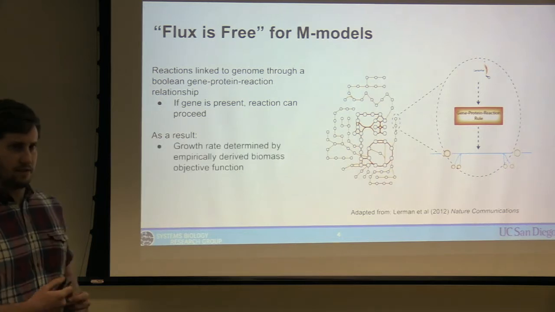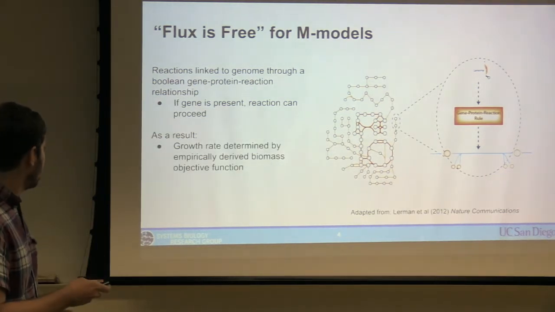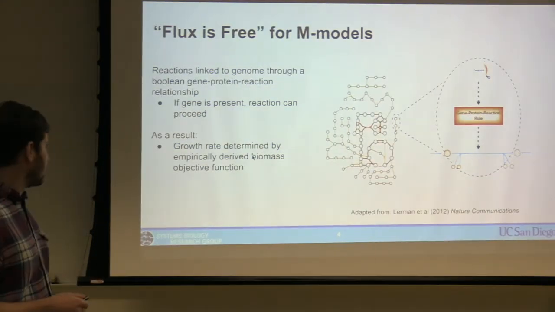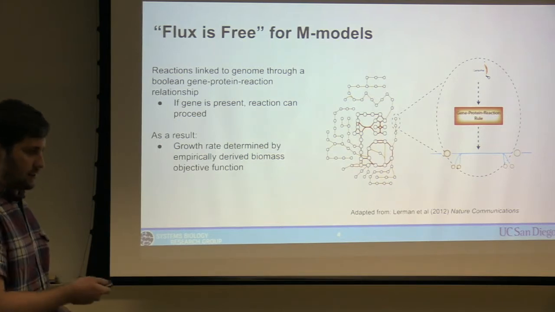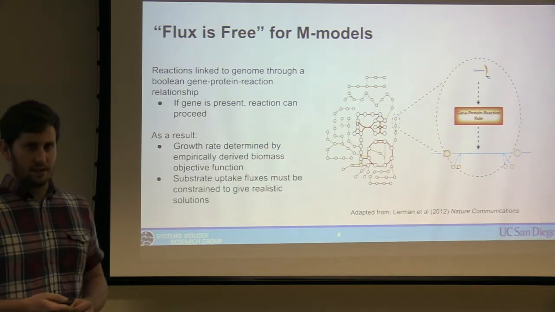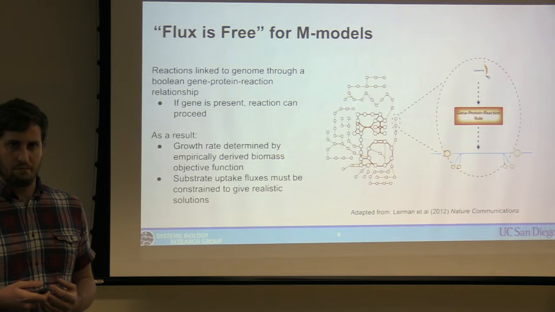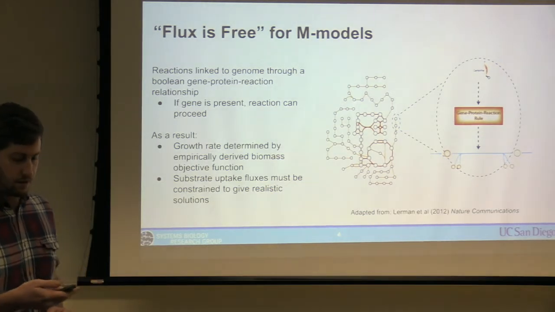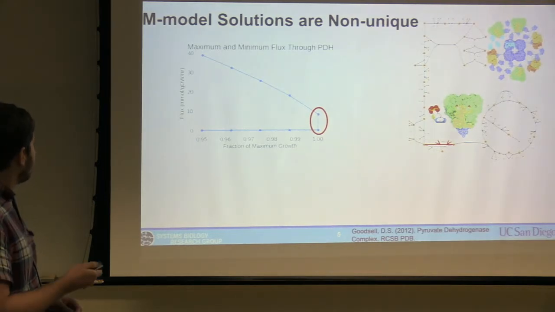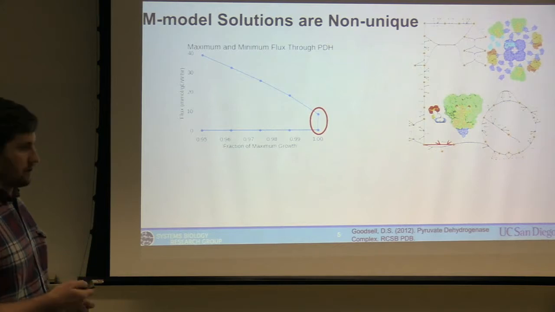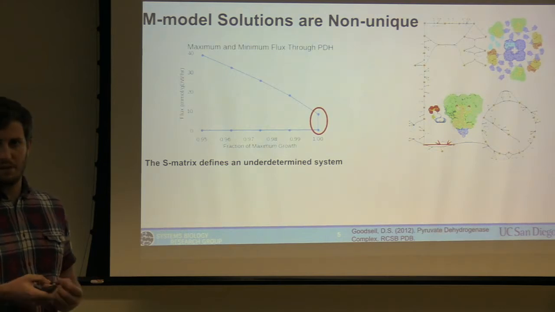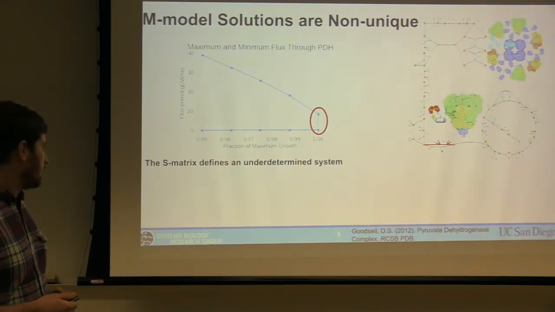As a result, there are a couple of things you have to do to make these models predictive. One is to apply a growth-rate-determined biomass objective function, which is derived from empirical measurements of that organism. You also have to apply bounds on things like substrate-uptake fluxes to make sure that the growth predictions are feasible for what the organism can actually do. A consequence of this is that the solutions of the M model are non-unique, because the S matrix and the constraints define an underdetermined system.